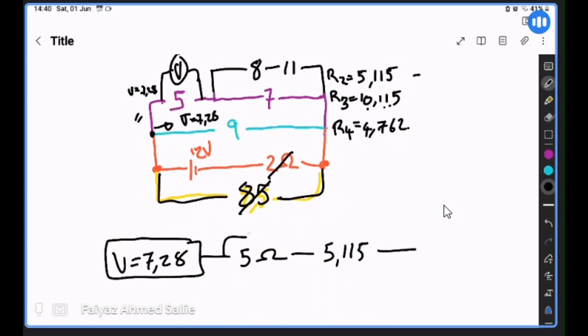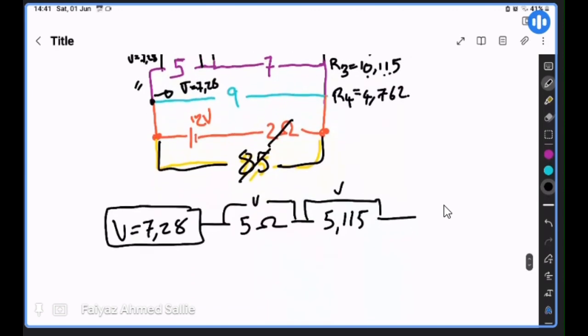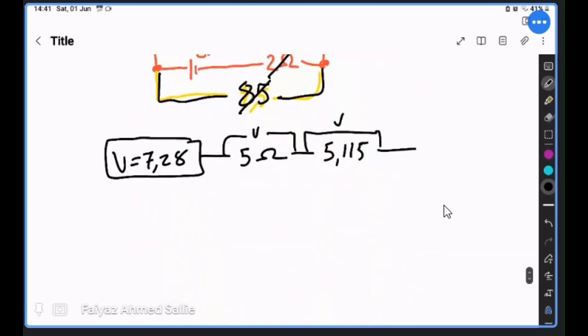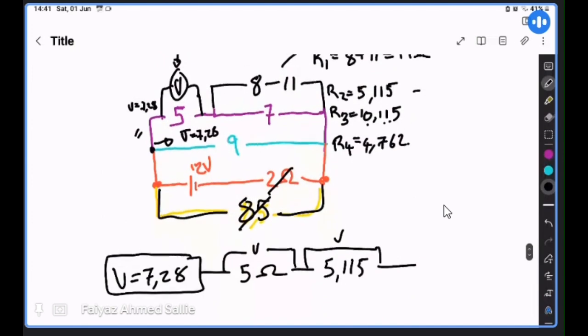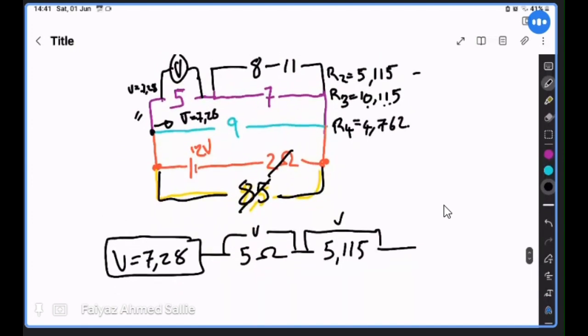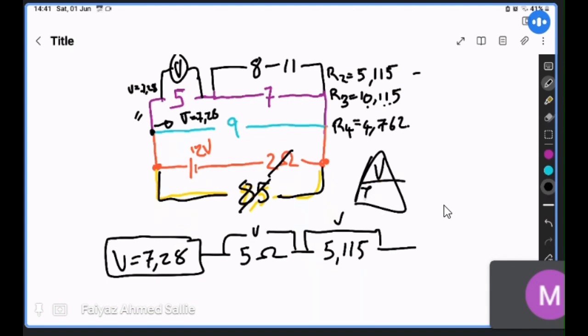So there's a voltage drop here, and there's a voltage drop here, right? So let's find the current. So what is the current over there? Did we calculate the current? No. So let's find the current, and we know that voltage is equal to current times resistor, right? So we're going to have to find the current.